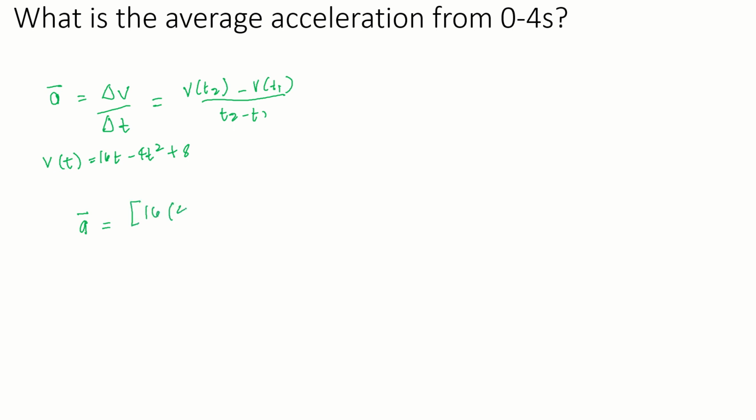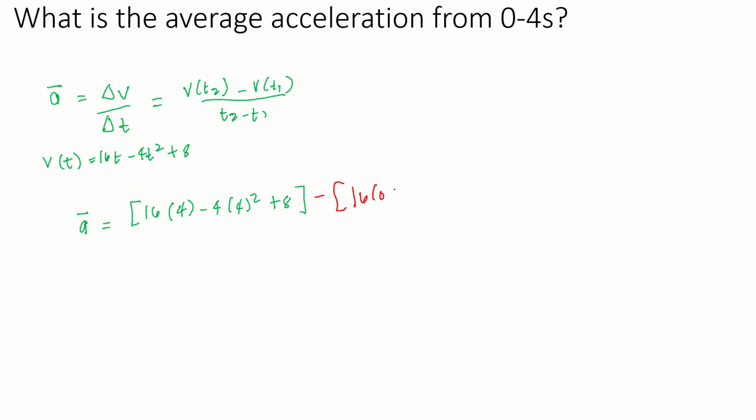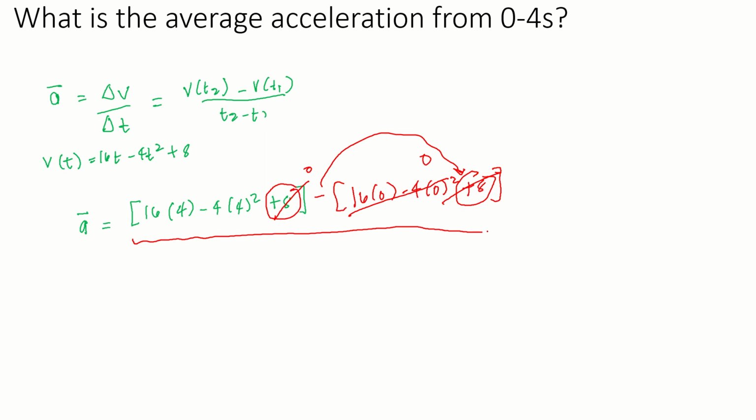16 times 4 minus 4 times 4 squared plus 8. Let's use a different colored pen now to distinguish the values. Subtracted by the value of 16 times 0 minus 4 times 0 squared plus 8. Okay, so this becomes 0 plus 8 and then plus 8. But again, this is subtraction, right? So this value also becomes 0. I forgot, it's divided by the change in time, which is 4 to 0.